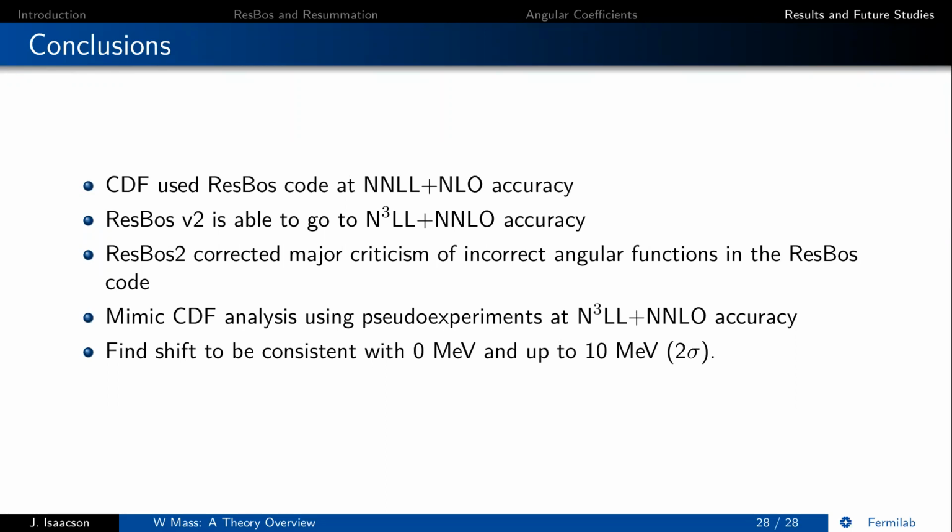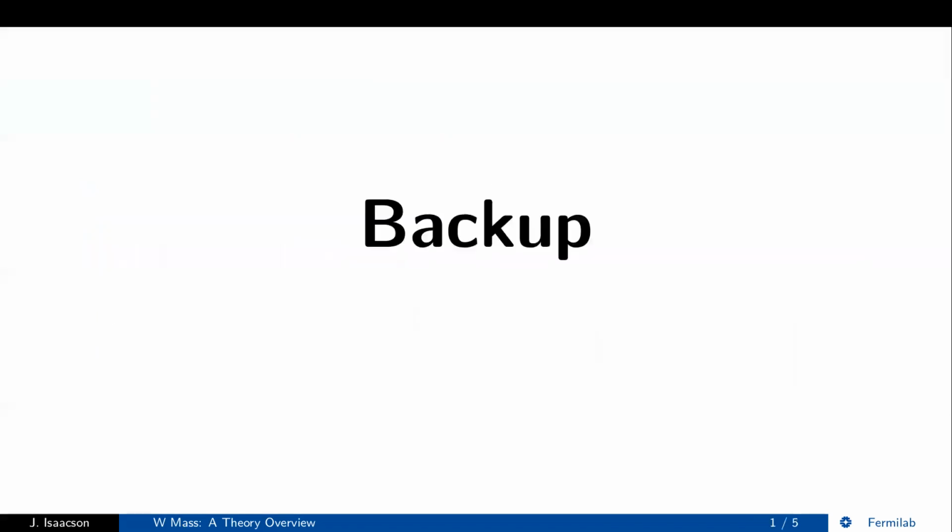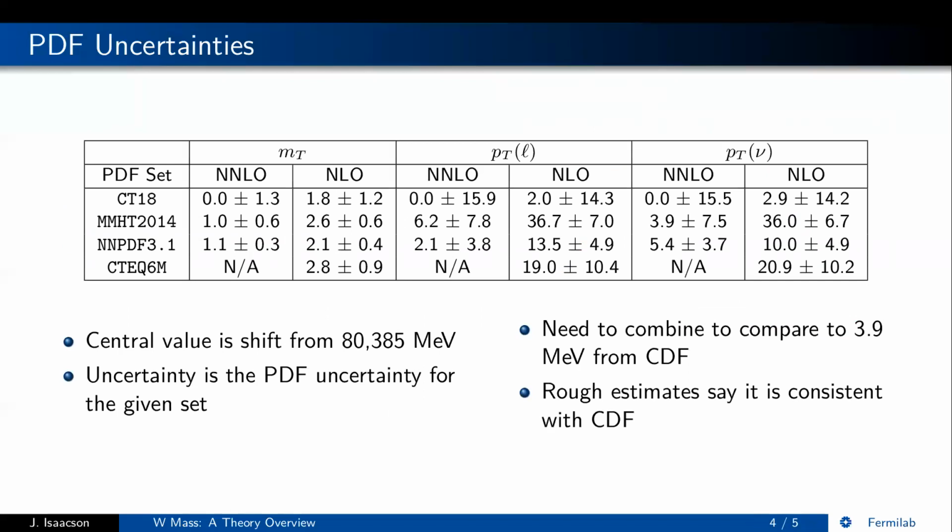And another question is about uncertainties from the choice of the PDF. Yes, so we investigated that. We again did this comparison. We use CT18 as our central value, and we looked through all the different PDFs. And so here you can see the shift that you have from the CT18 at next to leading order is all these first values. And the second value is the PDF uncertainty that you get from the different PDF sets.